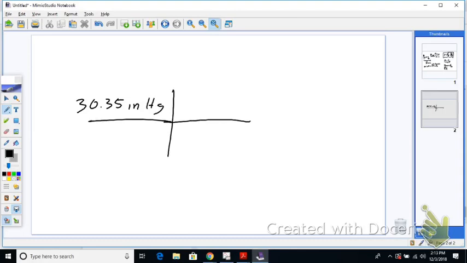Okay? For every inch of mercury, we have so many millimeters. So for every 1 inch of mercury, we have 25.4 millimeters of mercury. Okay? So if we calculated the barometric pressure in millimeters of mercury, we should come up close to that 760. Now it won't be 760 because we're at a higher elevation. Plus, weather changes the pressure.